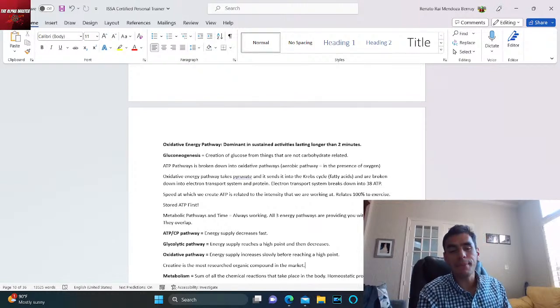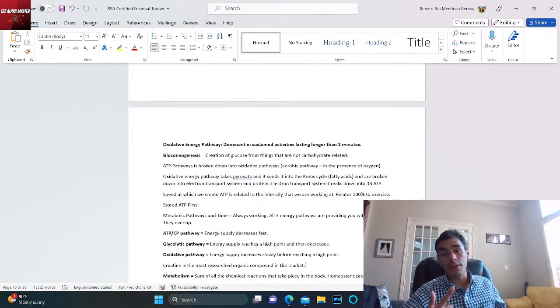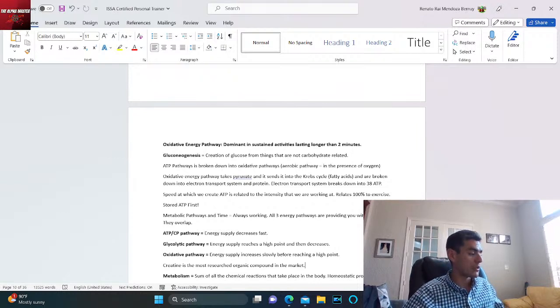All of these processes happen in the mitochondria. It's overlapping, and it happens in the mitochondria, a very important part of the cell.